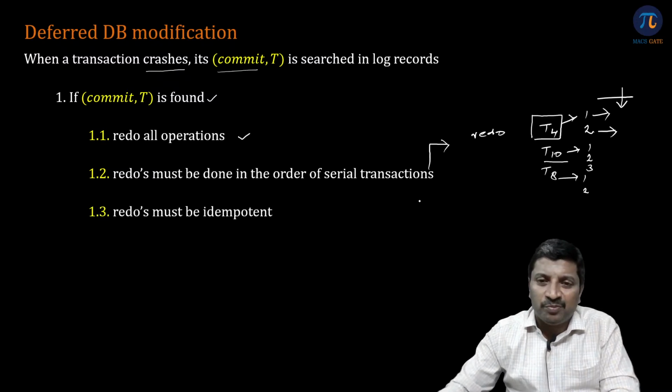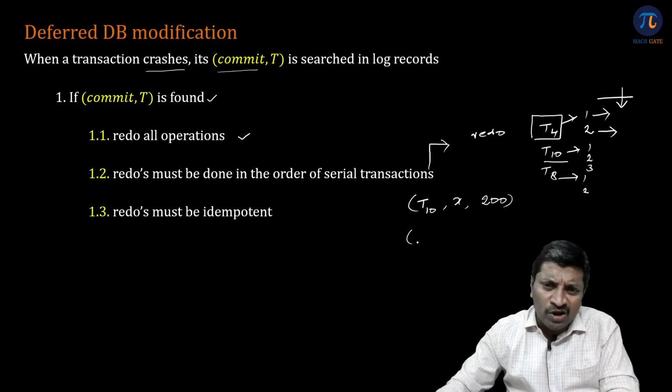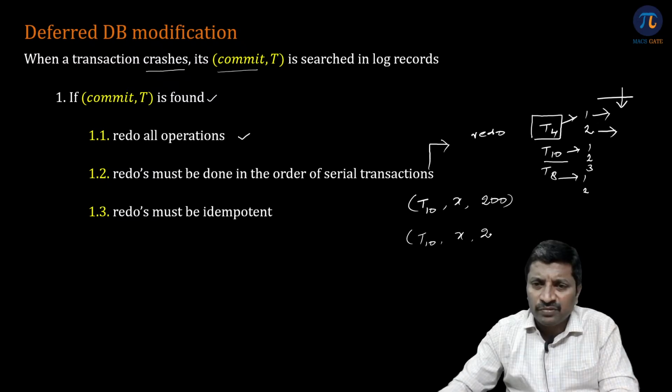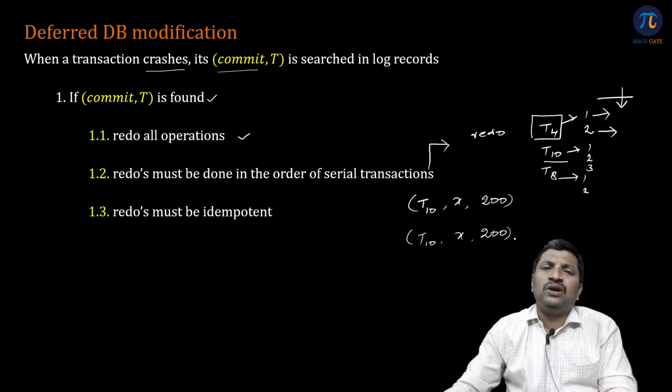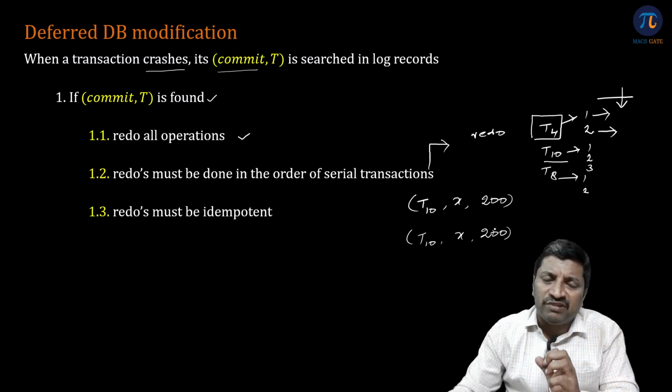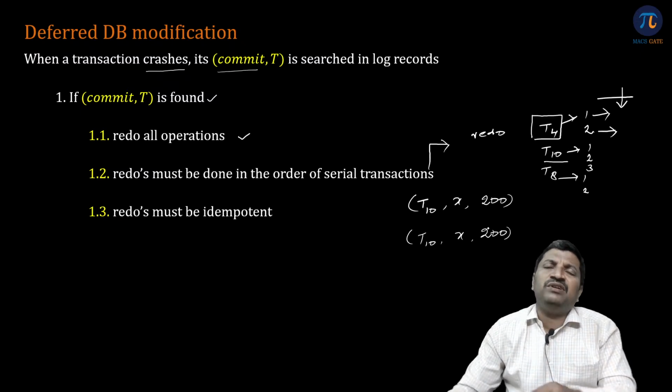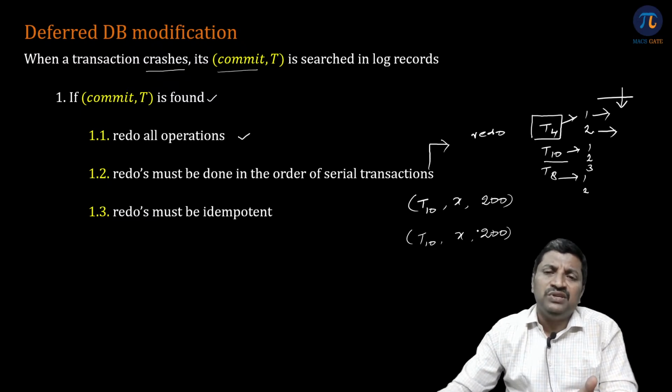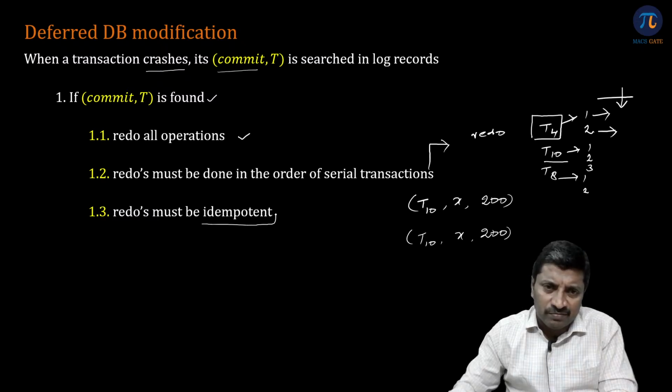Redos must be idempotent. What does it mean? Suppose there are 2 transactions. T10 is modifying the value of X to 200. There is one more operation, which is also doing the same thing. Then you can apply the redo operation only one time, because even if you write 2 times, what is the meaning, sir? The result will be that we store the value of 200 in X. That is the meaning of idempotent. Hope you know what idempotent is, right?